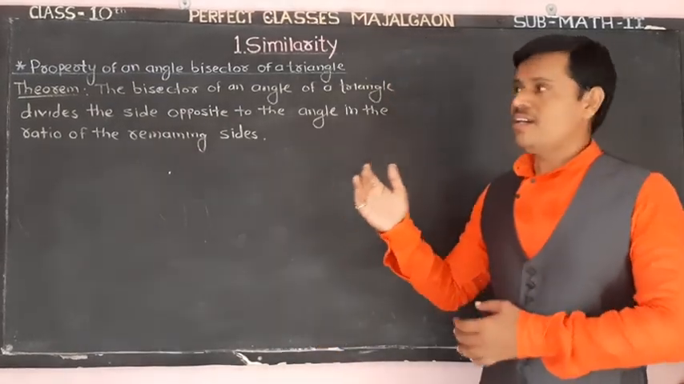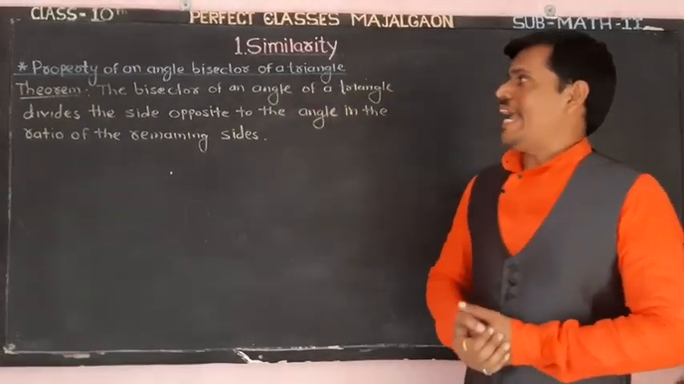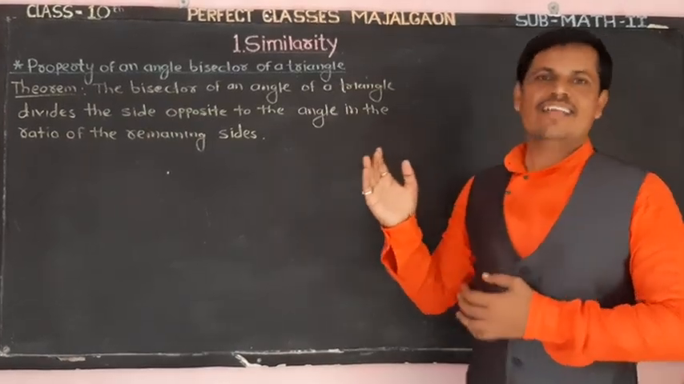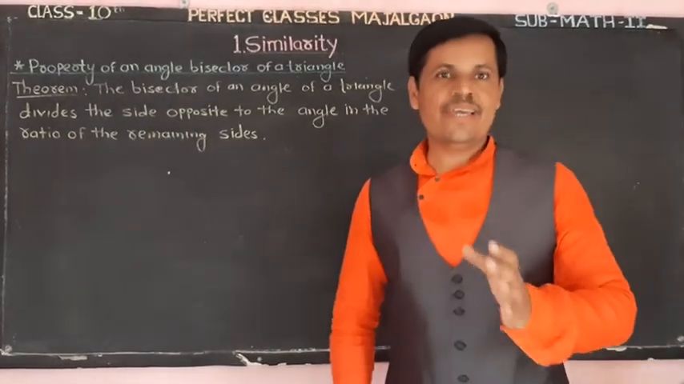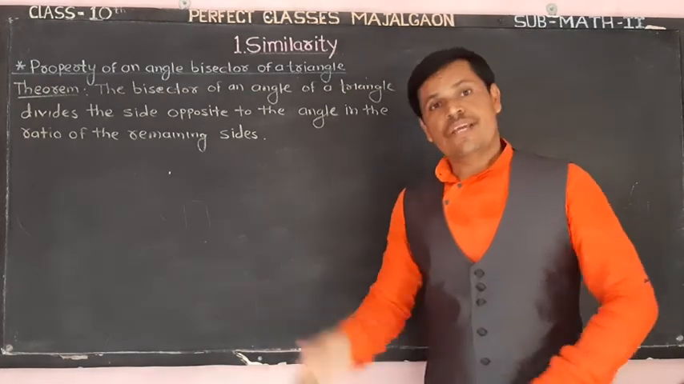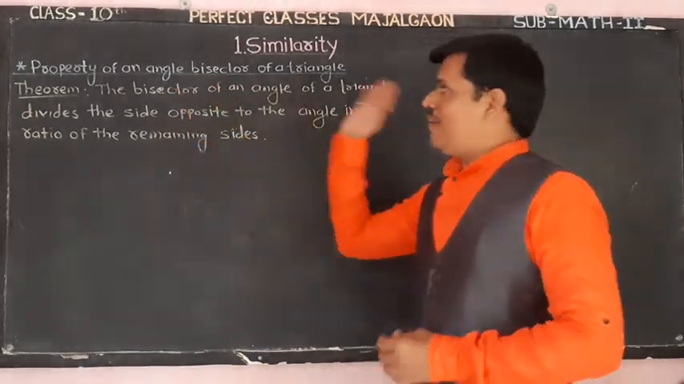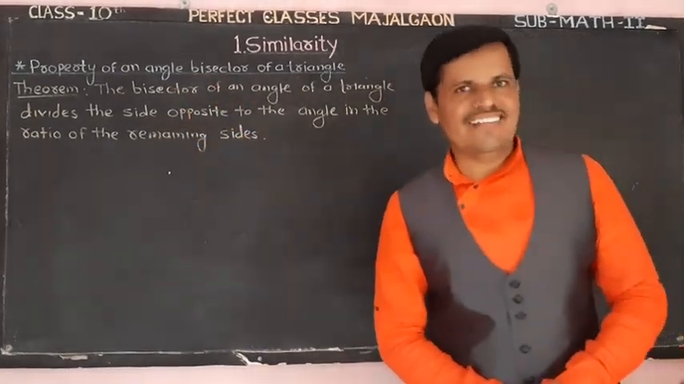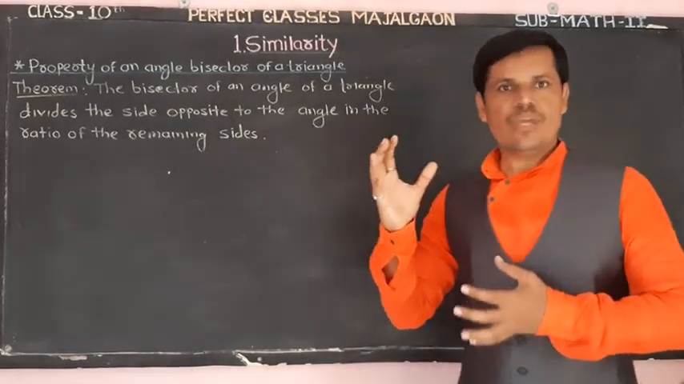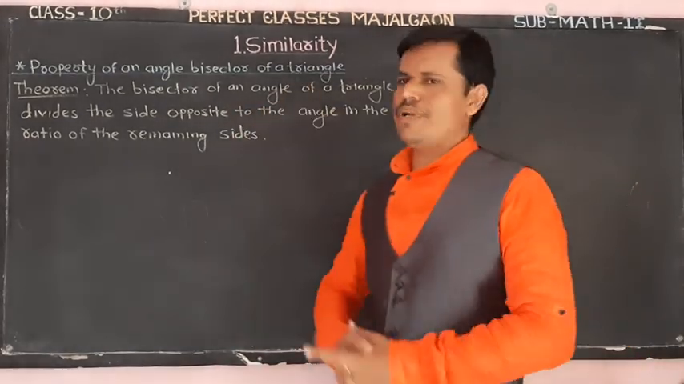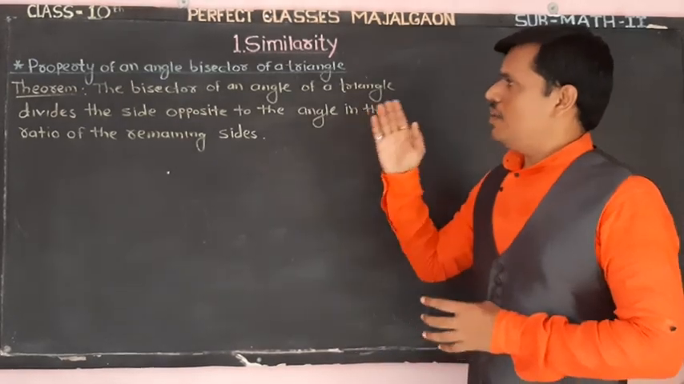Here we start the property of an angle bisector of a triangle. In the previous video we saw the basic proportionality theorem. Today we see two properties. The first property is the angle bisector of a triangle.